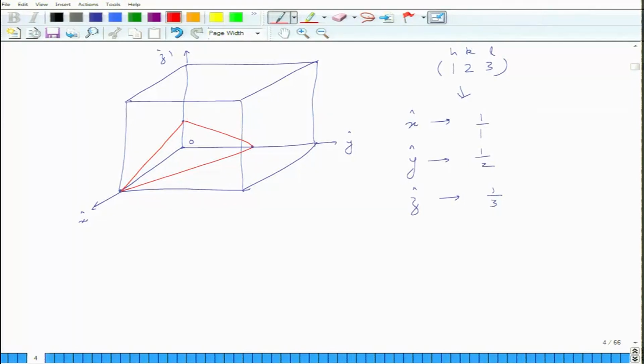Now, suppose you wanted to draw a plane which is 1 bar 2, 3. So, HKL could also be negative. So, this bar 2 means it is negative of 2. What this means is that you have intercept along the x axis as 1, along the minus y axis you have half, and along the plus z axis you have 1/3. So, here there is a problem because you now cannot choose this origin, and the thing with Miller indices is that the planes and directions should be represented within one unit cell. You should not need to go out of the unit cell.